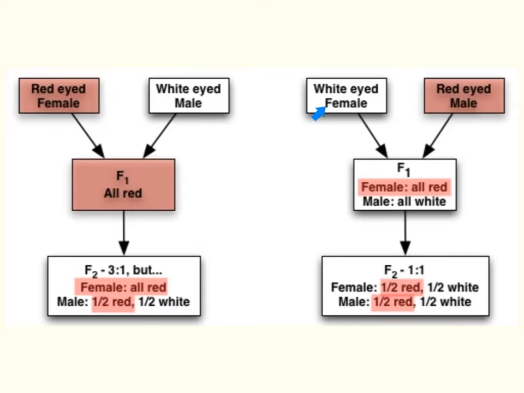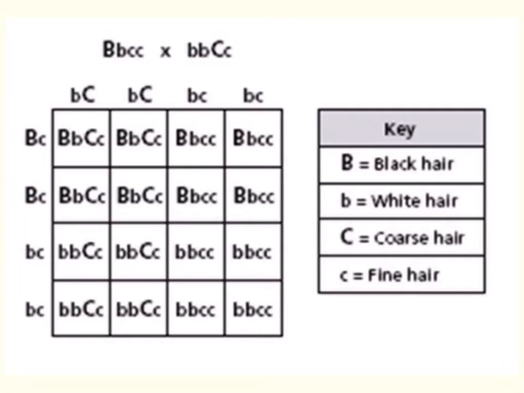Here we would start off with white-eyed females and red-eyed males. Here all of the females would be red-eyed. The males would all be white-eyed. If we come down and we were to cross those, we would end up with half of our females red-eyed and half of our males red-eyed. And again, what we're looking at is the difference in our sex-linked traits. And here we have an example Punnett square of a dihybrid cross. If you have forgotten how to do dihybrid crosses, do go back and look at my genetics video on how to do dihybrid crosses, and I will explain step by step how we came up with this calculation.